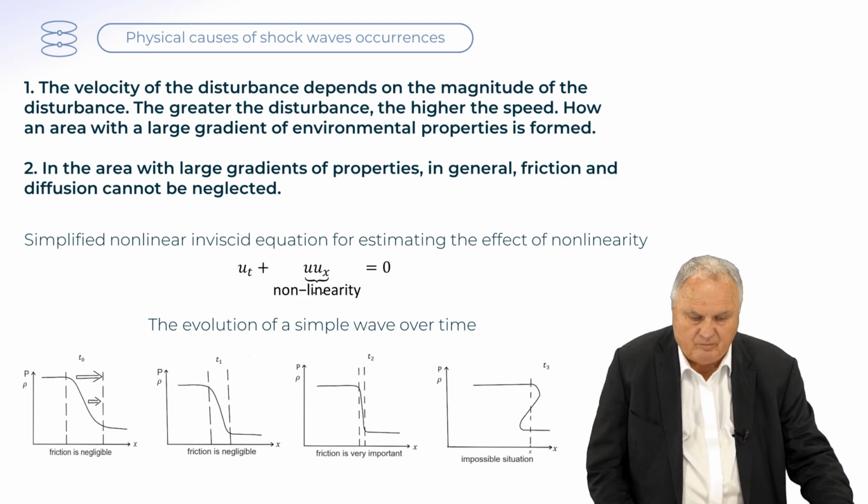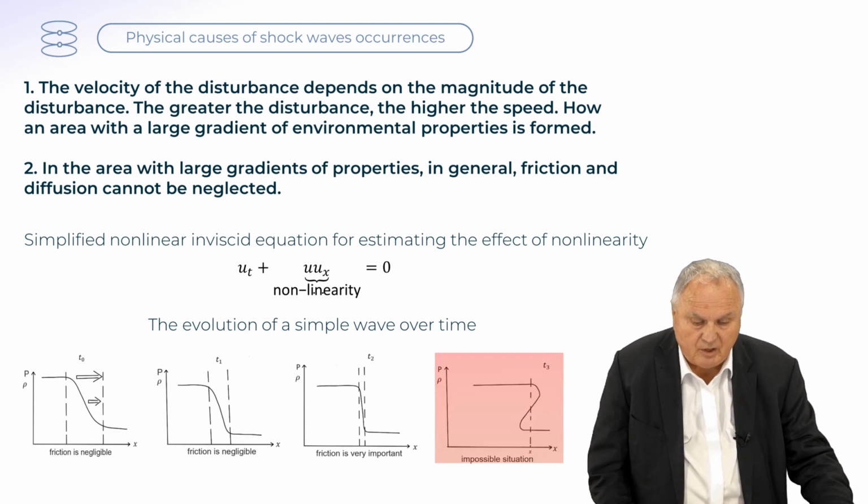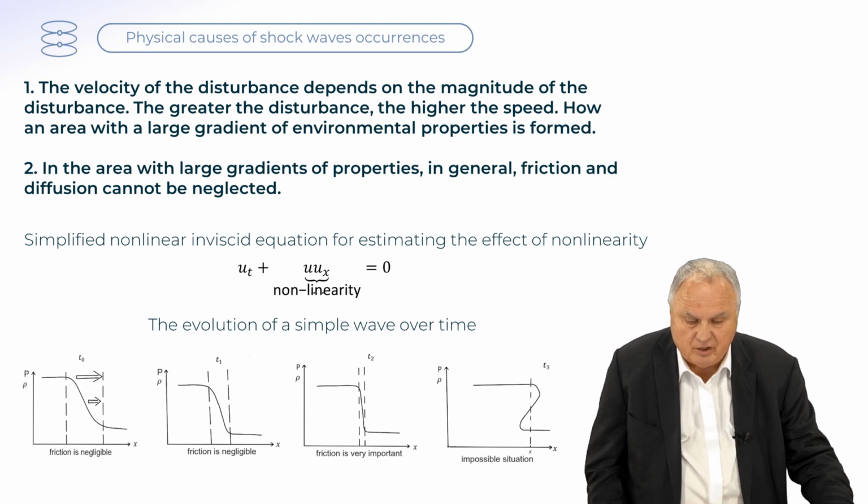But if we consider more time than this one, you can get an impossible situation for the pressure. When at a point there were three values of the pressure or three values of density, it's impossible. So we cannot pass to this picture. We understand that friction is very important only in the case of a very narrow friction zone.